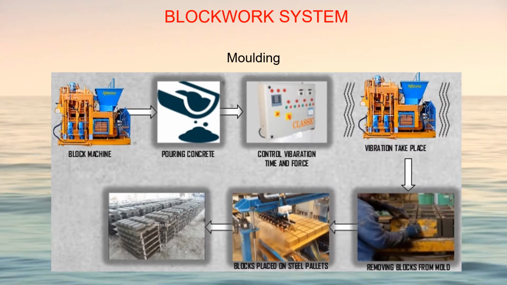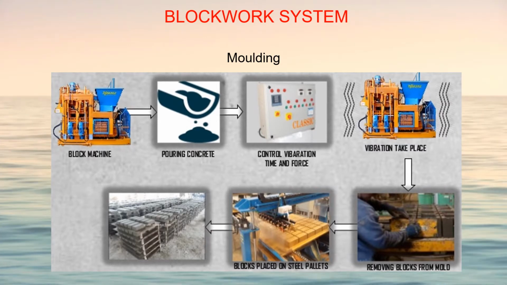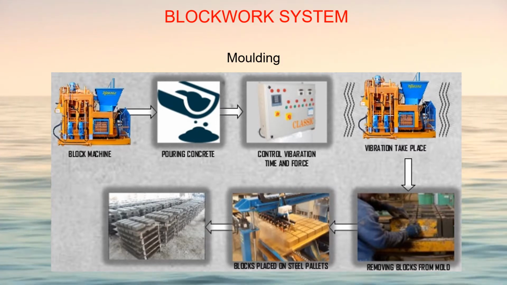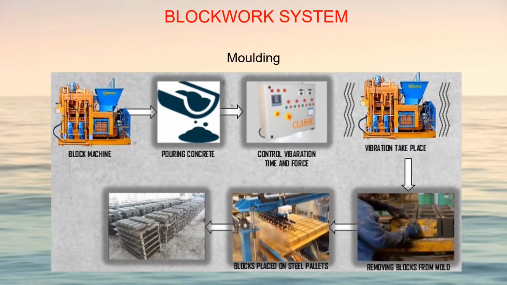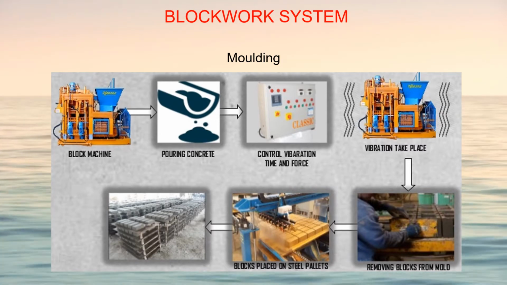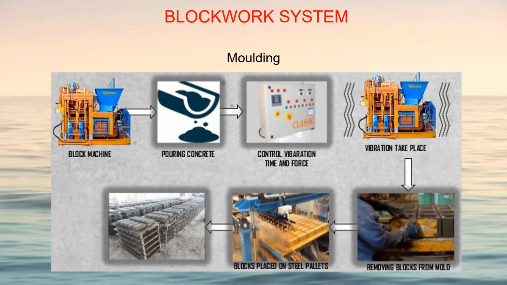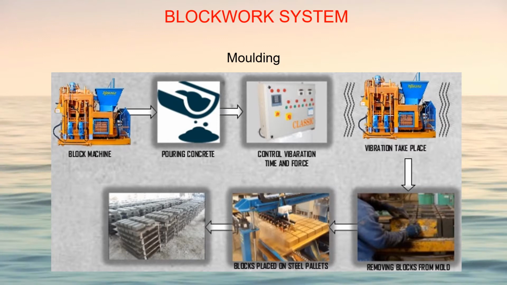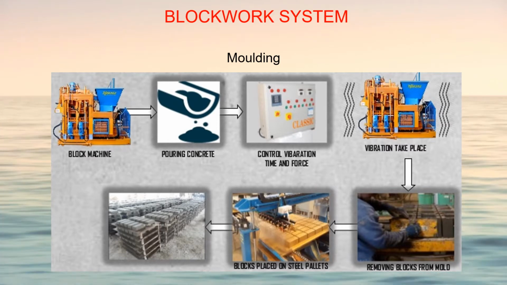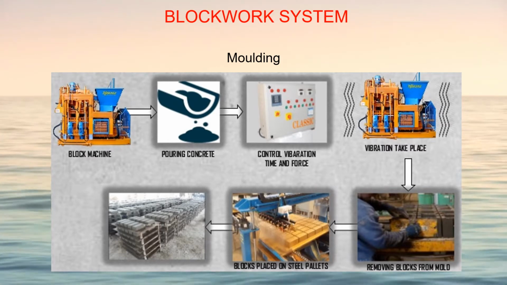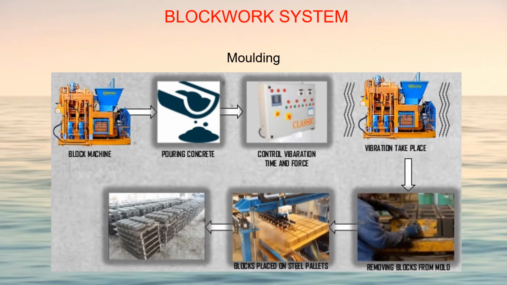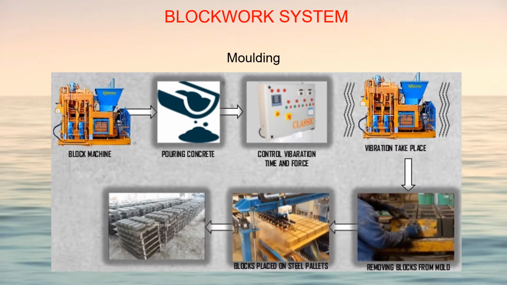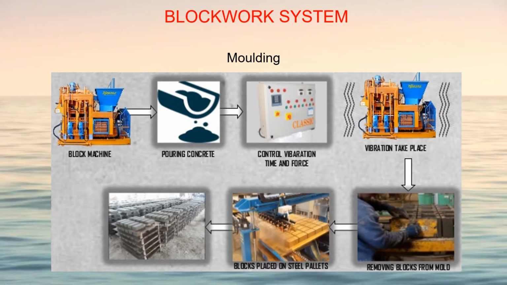Second, molding. The concrete is moved using a conveyor belt to the block machine, which mold is set up for a specific type of concrete block. Next, the concrete is fed into the mold at a measured flow rate, and the vibration time and force are accurately controlled. After proper compression and consolidation are attained, the block is removed out of the mold onto a flat steel pallet.